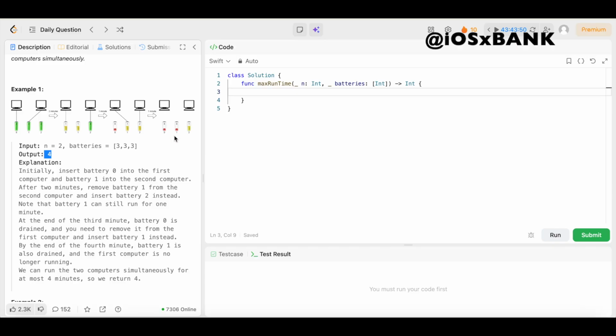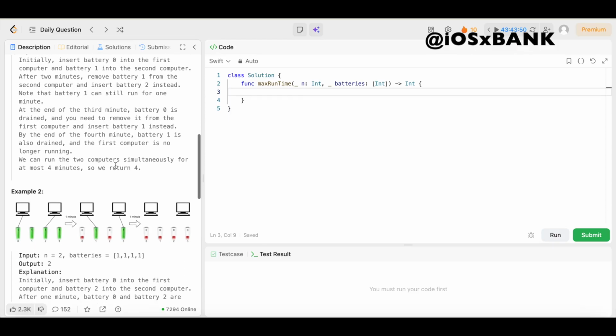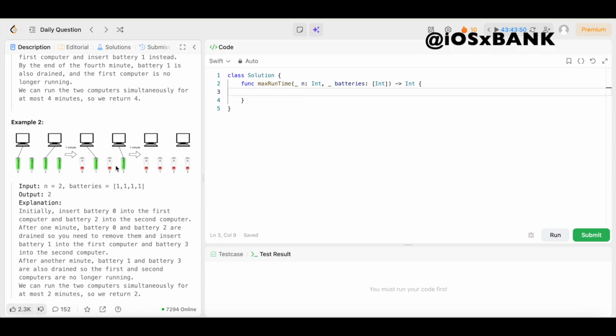So in total, that took a total of 4 minutes, and that's why the output is 4. Just in case that didn't make sense to y'all, let's take a look at example 2. In example 2, same principles.